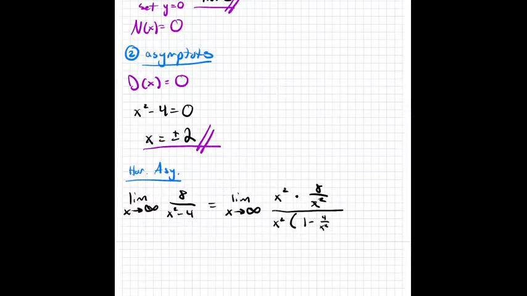Notice these guys cancel. Now if we take the limit as x goes to infinity, this term goes to 0, this goes to 0, right? So we're going to be left with 0 over 1, which is equal to 0, all right? So then the horizontal asymptote is going to be y equals 0, okay? I'm going to let that be for now.